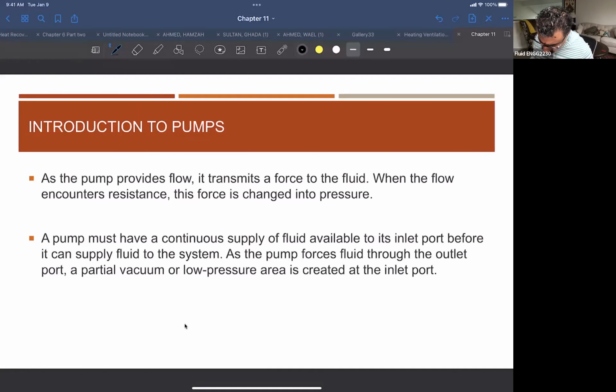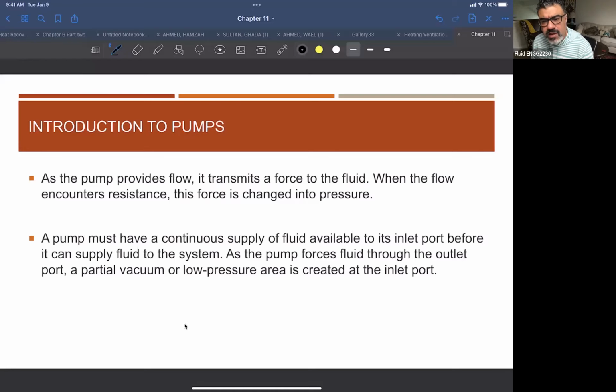So the pump provides flow, it transmits the forces of this flow. This is a more formal explanation of what I just mentioned a few seconds ago. It's this force that you are creating on the flow, in order to overcome this resistance in the direction of the fluid flow. A pump is also a device that is adding energy to the fluid.